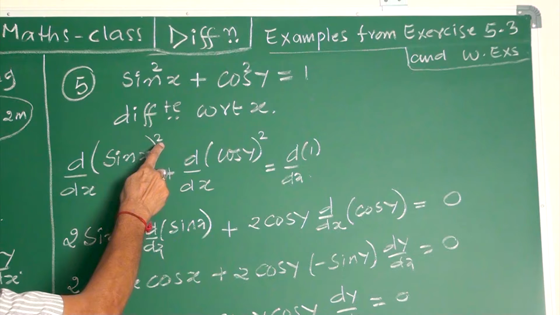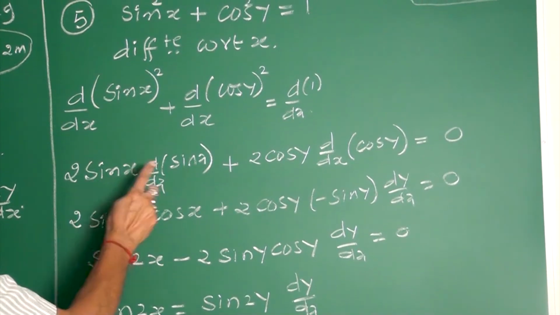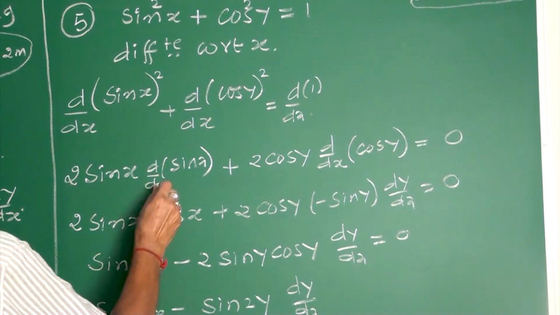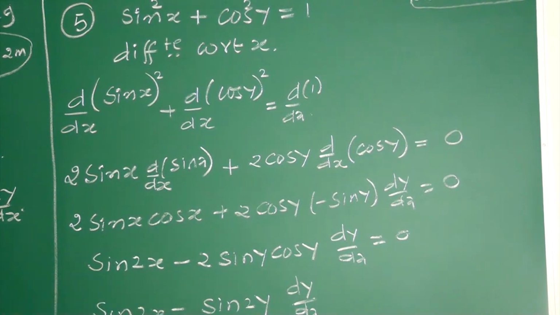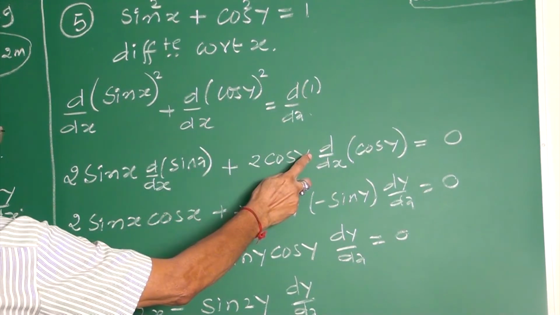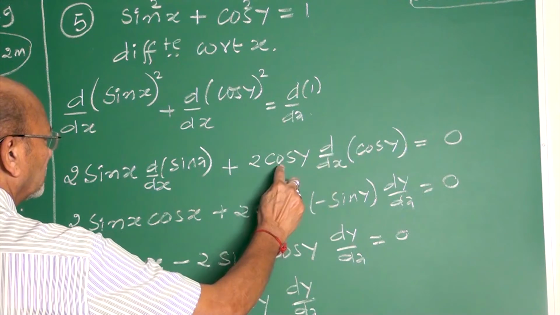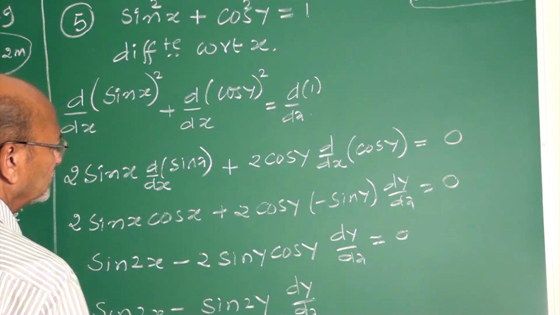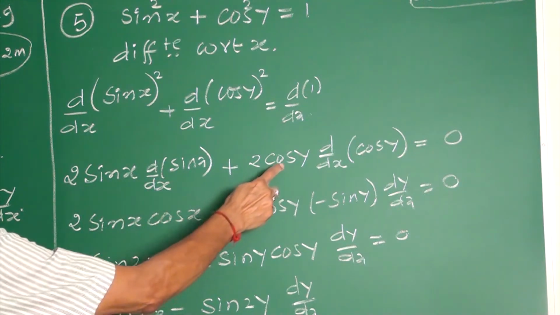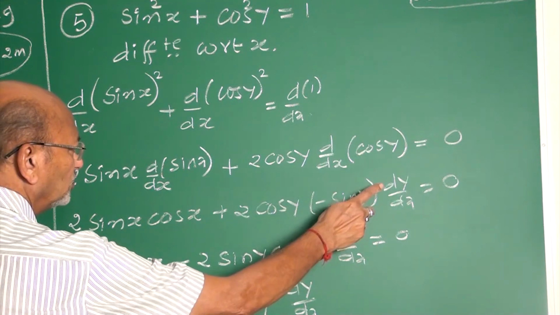Here, n into n minus 1, 2 minus 1 is 1, sin x into derivative of sin x with respect to x. Again, n into cos y to the power n minus 1, 2 minus 1 is 1, into derivative of cos y. Other than x, derivative of cos y is to be taken. 2 sin x, derivative of sin x is cos x, plus 2 cos y into derivative of cos, which is minus sin y into dy by dx.